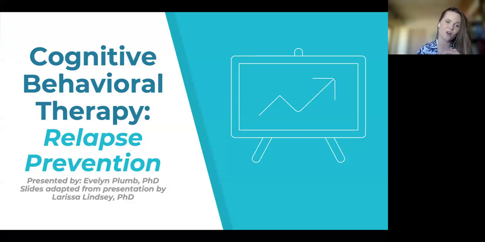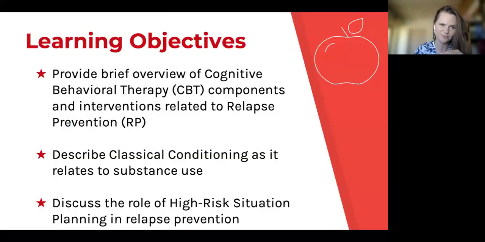Today's topic again is cognitive behavioral therapy, or CBT, specifically for relapse prevention. Our objectives today are to provide a brief overview of CBT, the components and the interventions specifically related to relapse prevention. We're going to describe classical conditioning as it relates to substance use, and we're going to discuss the role of high-risk situation planning in relapse prevention.